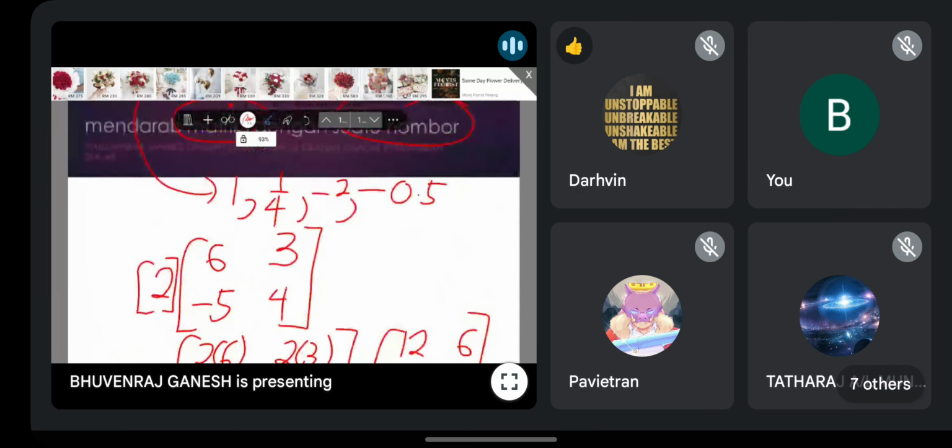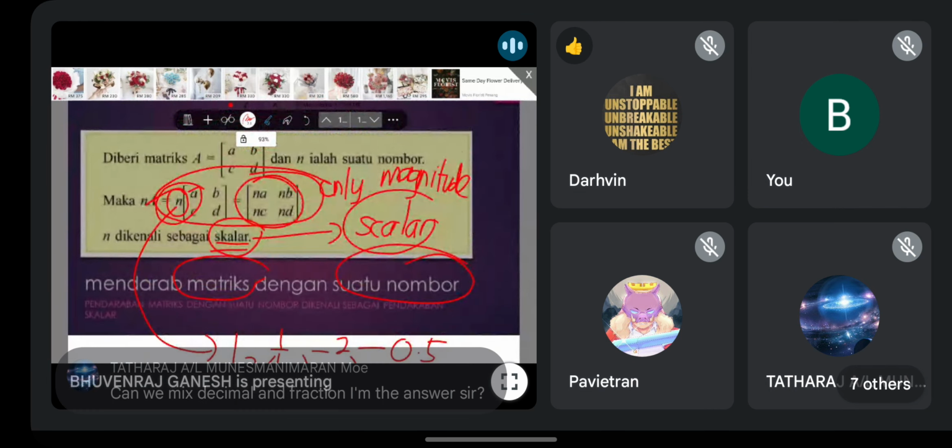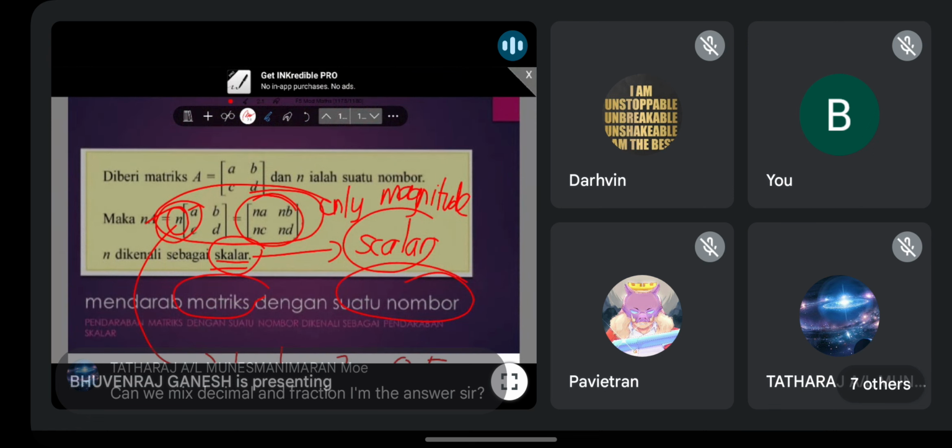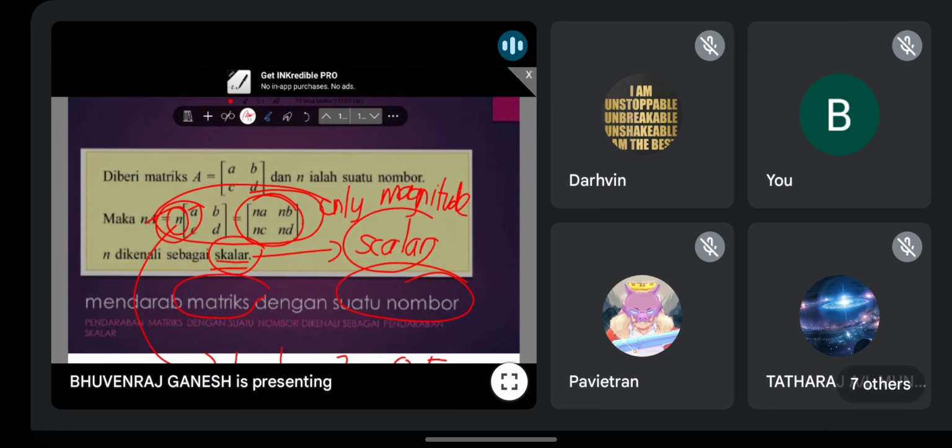Okay, guys, are you clear with this slide? Matrix multiplication. Can we mix decimal? Can, no problem. You can do like that. Textbook also does like that. So that means can. Okay, follow the textbook. What the textbook says is the correct one.